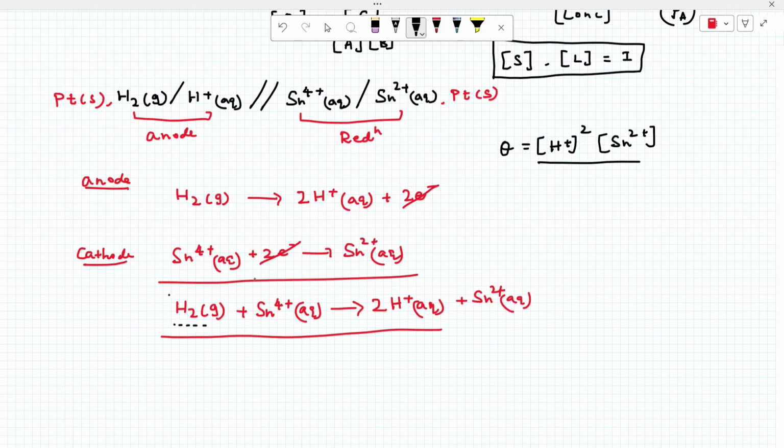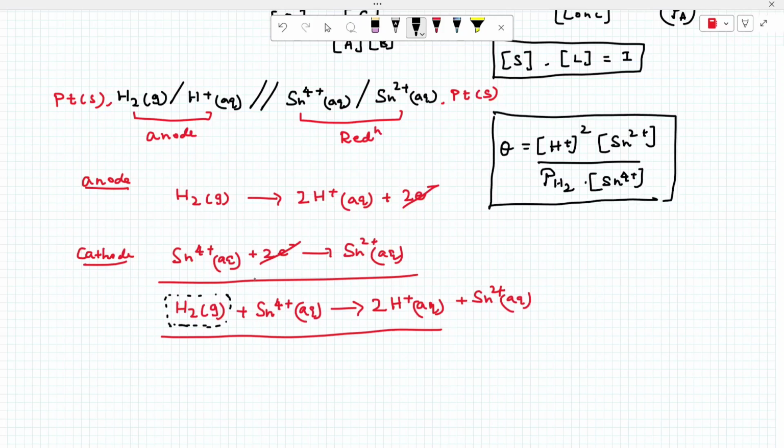For hydrogen, we can use partial pressure like a concentration term. The partial pressure of H2 and Sn4+. Now, this is the reaction quotient for this reaction. Again, I am telling you, I'm going to strengthen the basics for the Nernst equation, because the Nernst equation is a very, very important topic in electrochemistry. We are going to use the Nernst equation at the end of the class, over today's two classes.